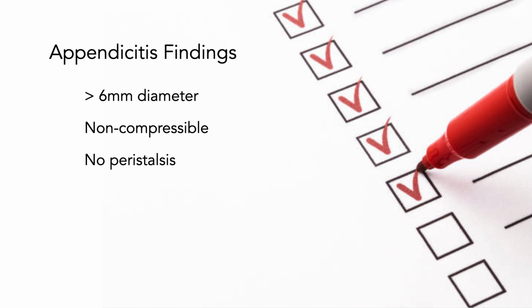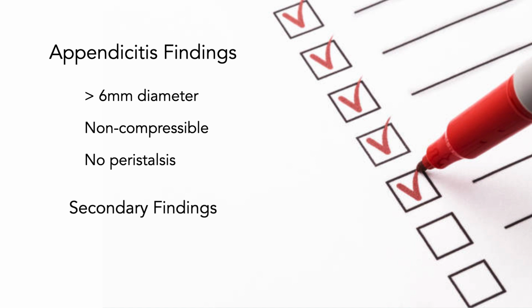So what findings are going to help us make the diagnosis of appendicitis? We talked about it being a blind-ended, non-compressible tubular structure. The diameter is usually going to be greater than 6 millimeters. And within the appendix, you are not going to see any peristalsis.